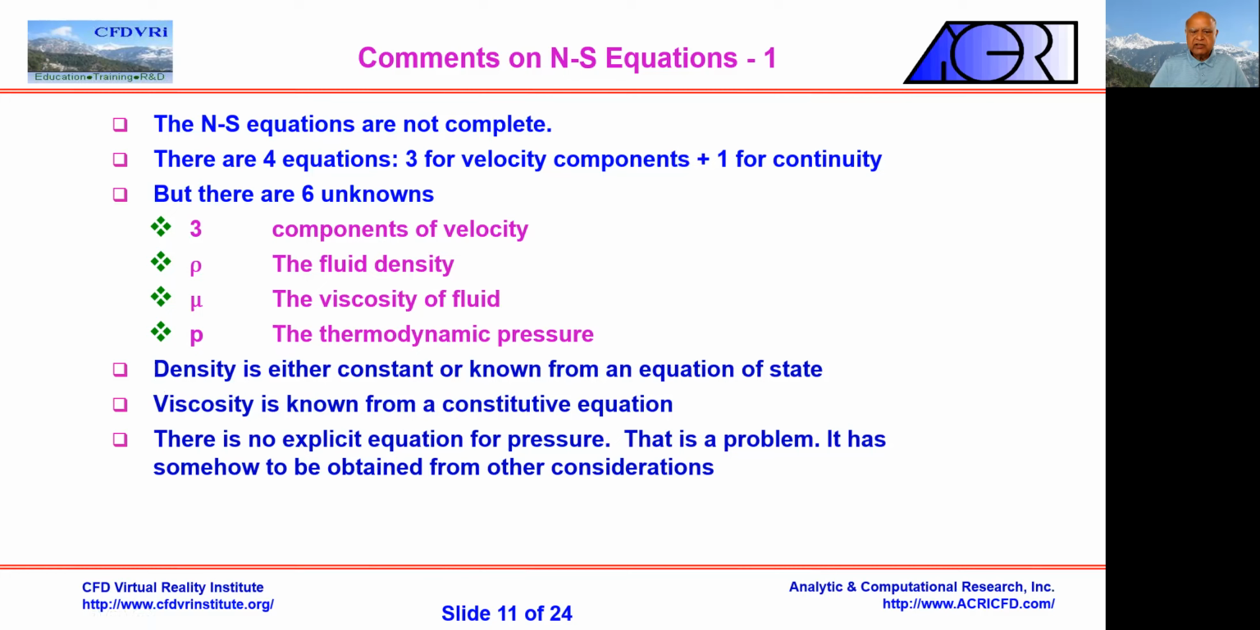The Navier-Stokes equations have a dp dx or dp dy, dp dz, but no pressure equation. That means there's no dp by dt term like d phi by dt term. So that's a problem, and we have to obtain the pressure from some considerations.